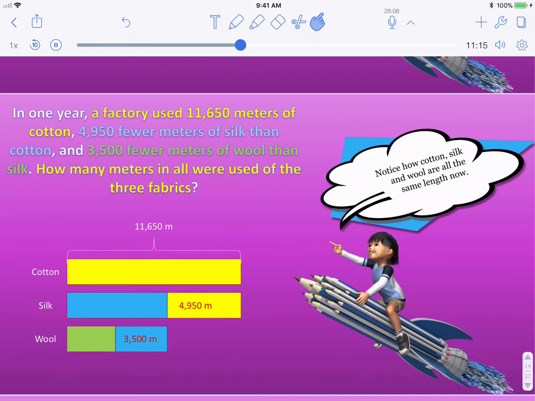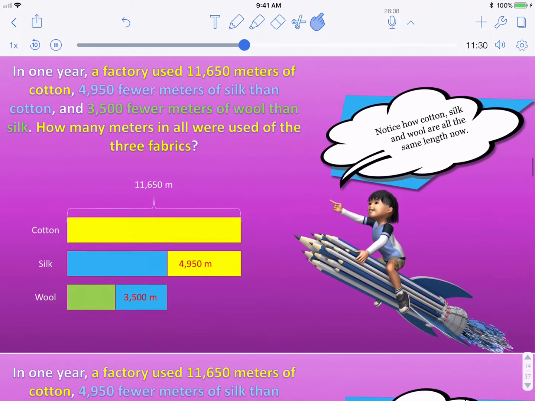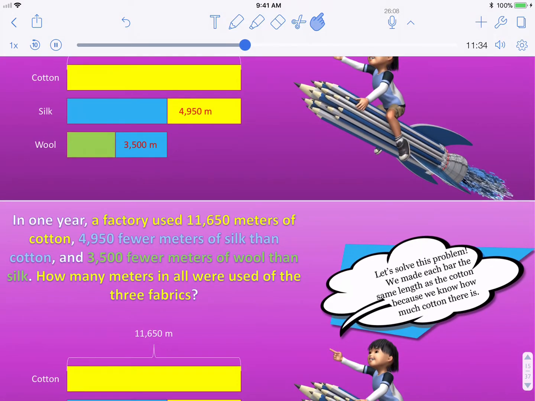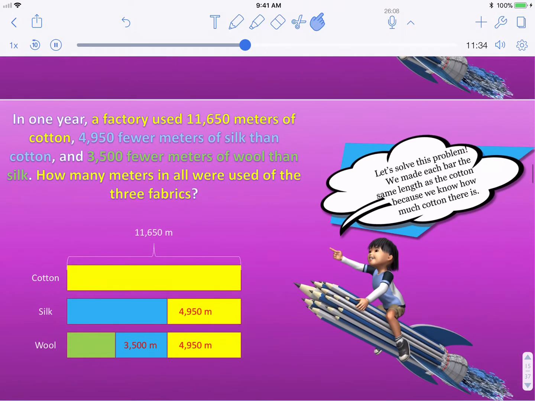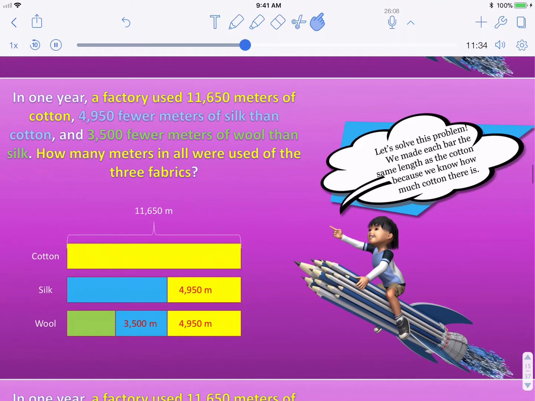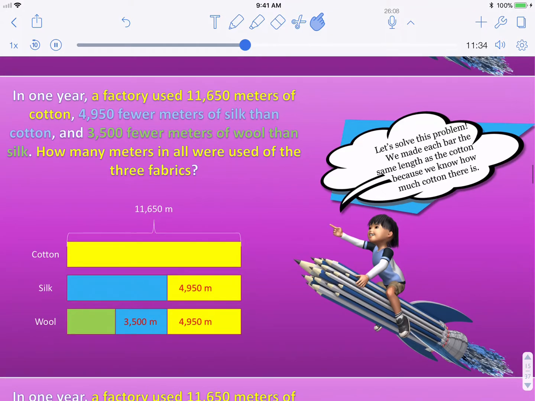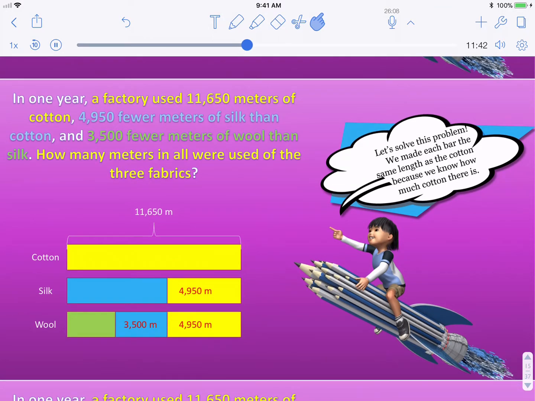Okay, because we've already found the answer for silk. You found that in the last problem. So now you'll take your silk bar and subtract 3,500 to get wool. And this is how that would look. Notice how cotton, silk, and wool are all the same length now.